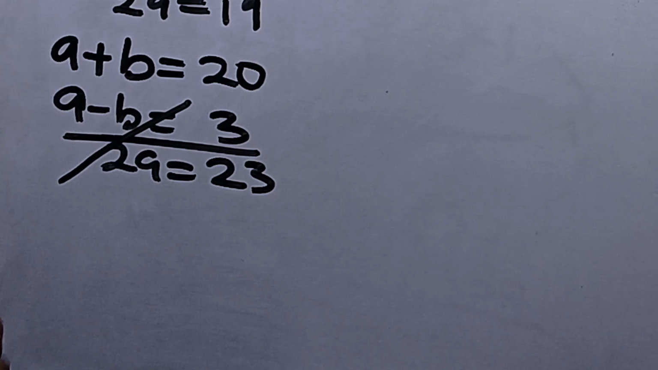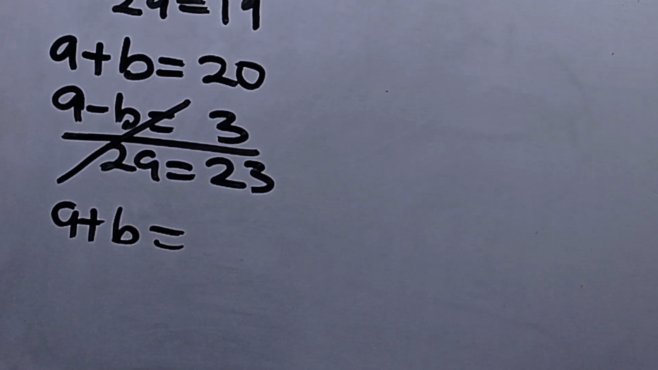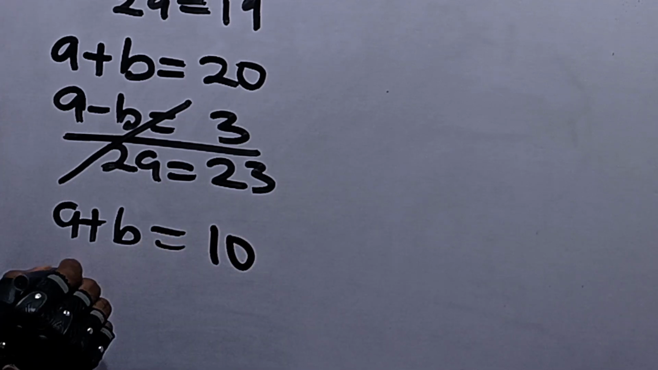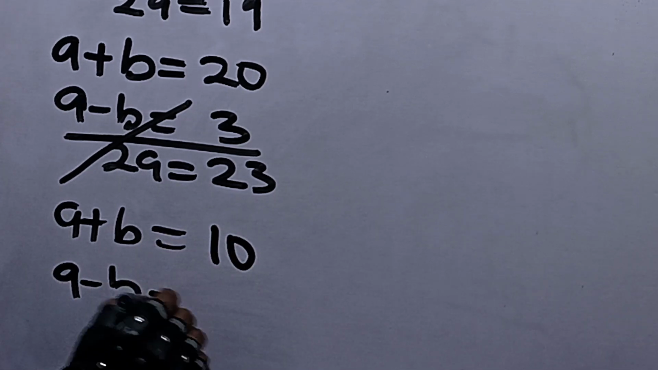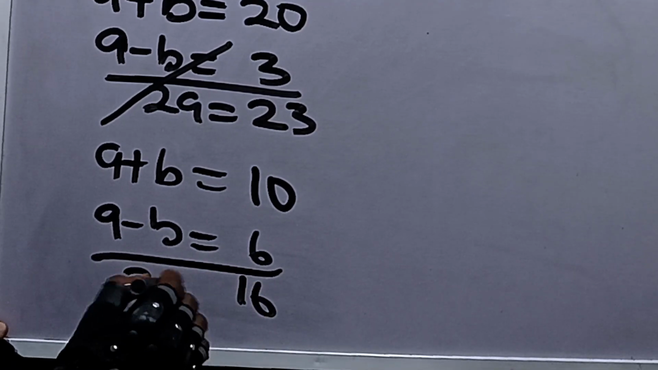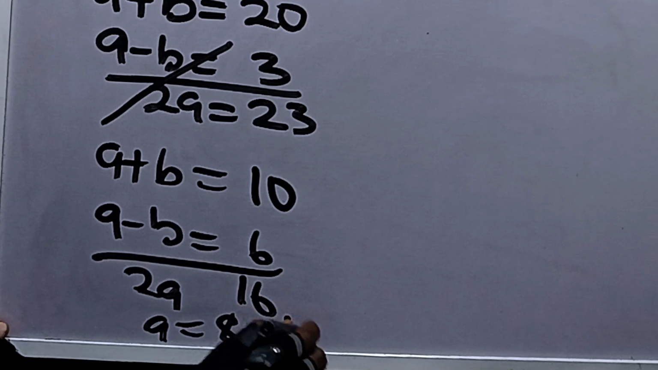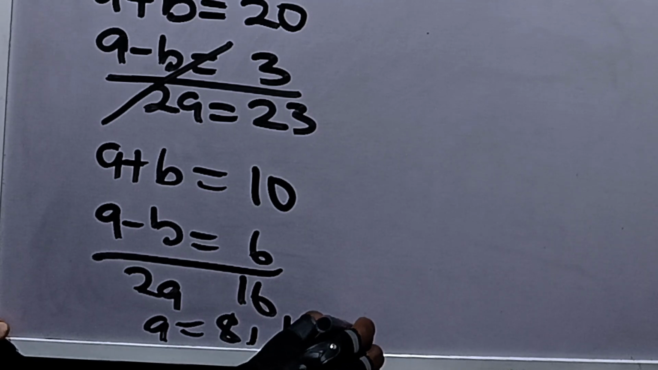Now for the next one, we have that a plus b is equal to 10 and a minus b is equal to 6. When we add here, we have 16. 2a is 16, making our a equal to 8. If a is 8, b here will be equal to 2.